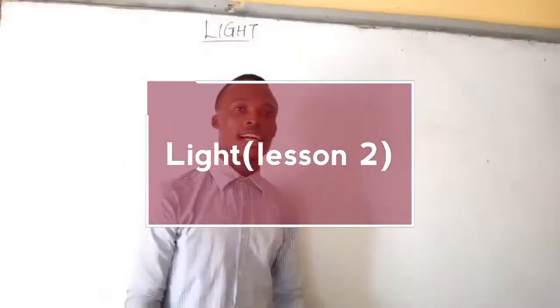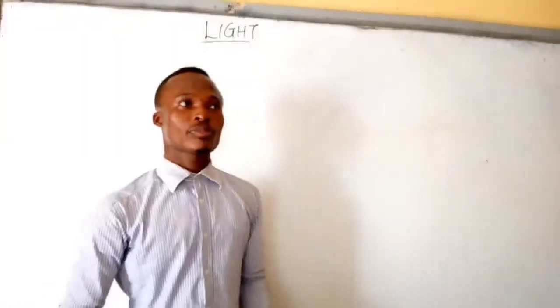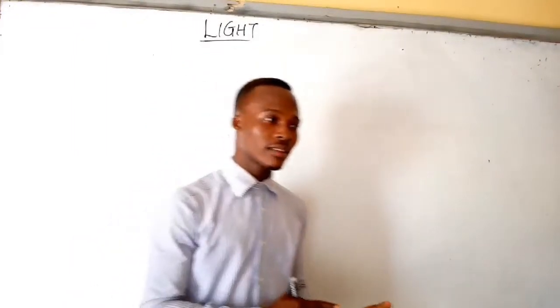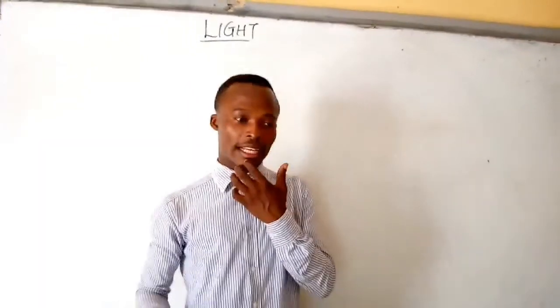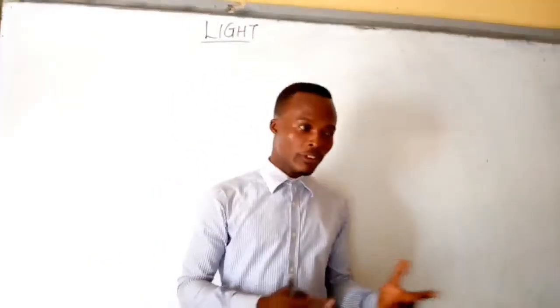Now we're learning how light behaves at a boundary. So how does light behave at a boundary? Does light bend, or does it continue to move in a straight line? Can light move this way then turn around? Is it possible for the light to move that way?